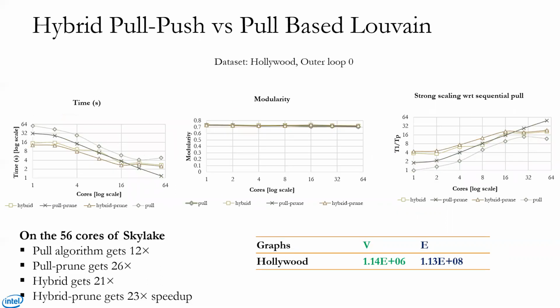On the Hollywood graph, pool gets 12x speed up, pool prune gets 26x speed up, hybrid gets 21x speed up, and hybrid prune gets 23x speed up on 56 cores compared to the sequential pool algorithm.